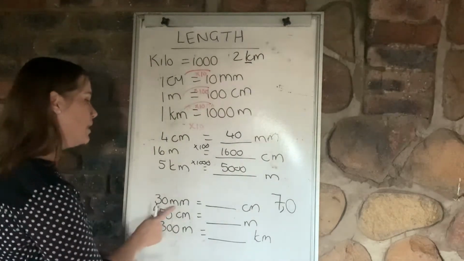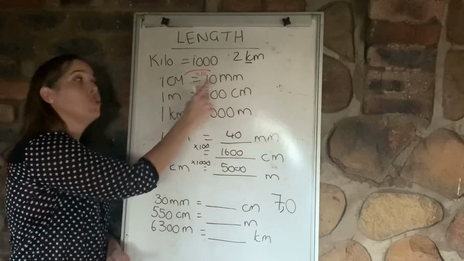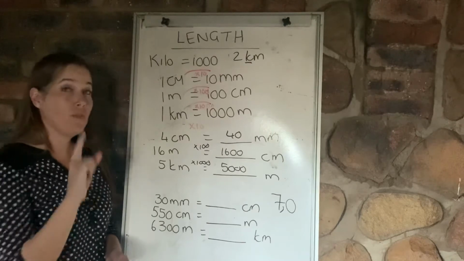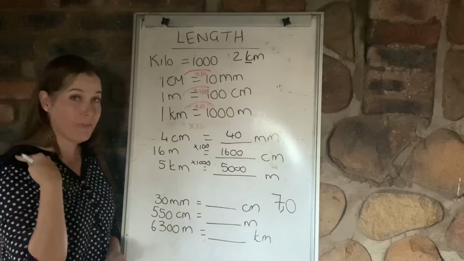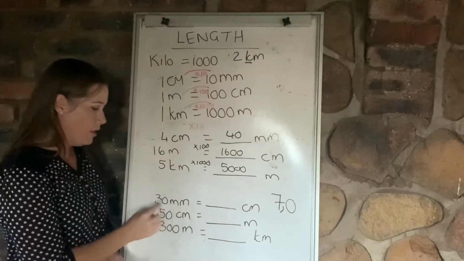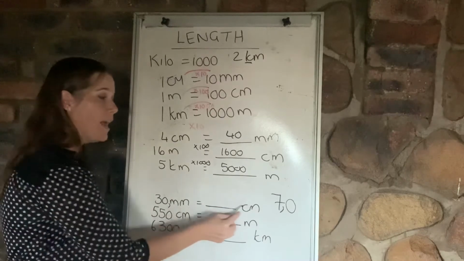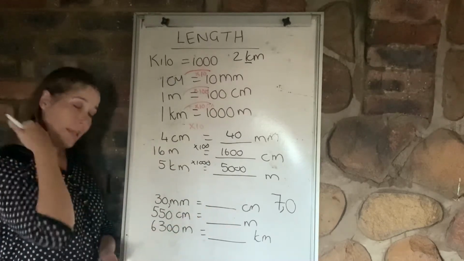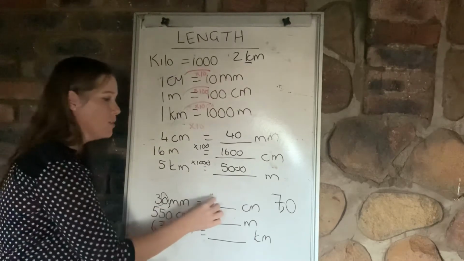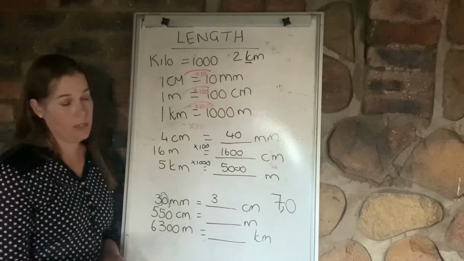Now, to go from millimeters to centimeters, remember, you are going to divide by 10, which means the comma needs to move 1 space to the left because the number must get smaller. So if we think about it, this is 30, so the comma is there. Now, if it has to move 1 space left, you will move your comma 1 space left. So your answer will be 3, or then 3,0, but that's the same thing.